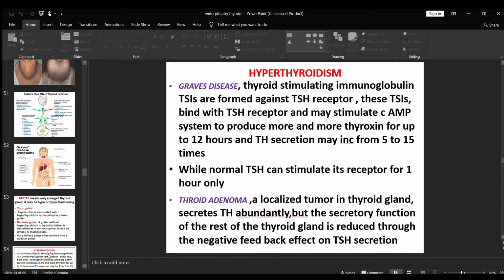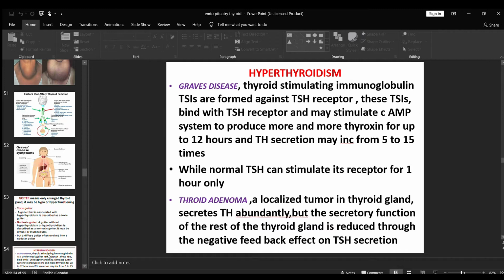An immunoglobulin, known as thyroid stimulating immunoglobulin, is formed against the thyroid stimulating hormone receptors, TSH receptors, which are present on the thyroid gland. The TSH receptors are normally made for TSH, but these thyroid stimulating immunoglobulins begin to stimulate the receptors, and the thyroid has to produce a large amount of thyroxine under the effect of these immunoglobulins.